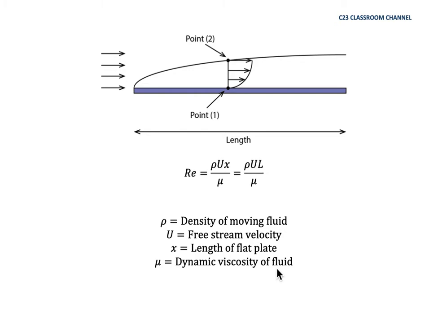Please bear in mind that in boundary layer, it is very crucial to differentiate between small u and capital U, because capital U here is the free stream velocity, and small u is the local velocity in the velocity profile here.